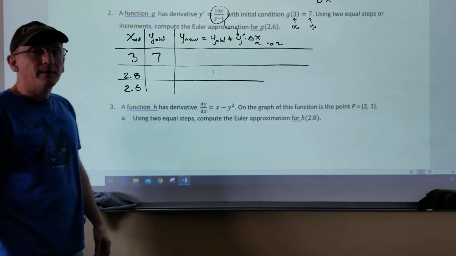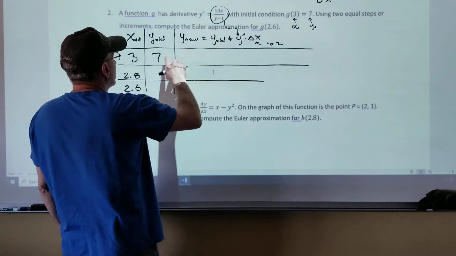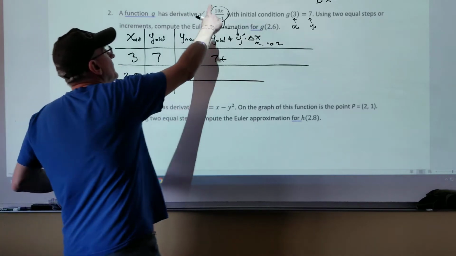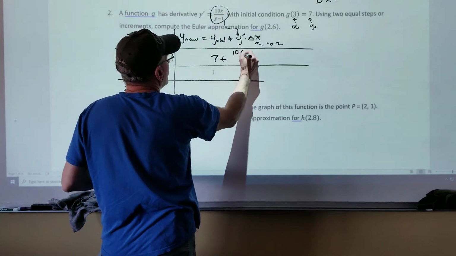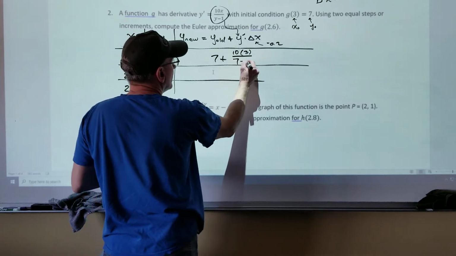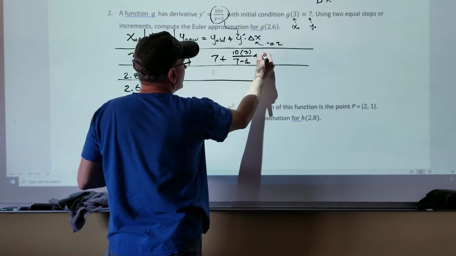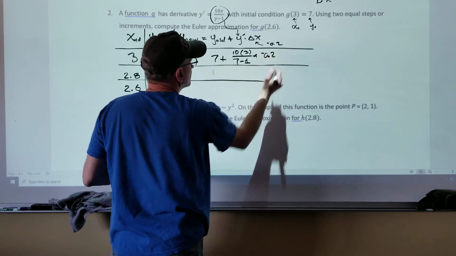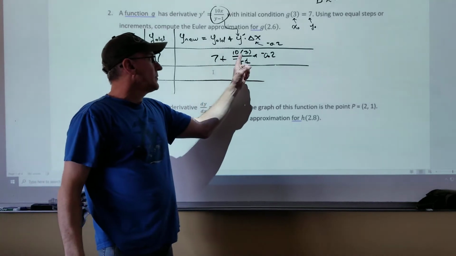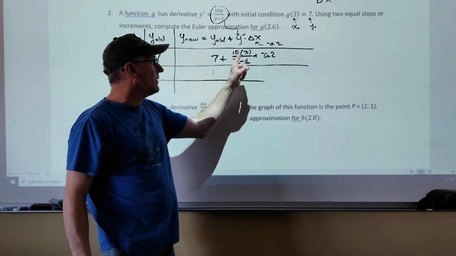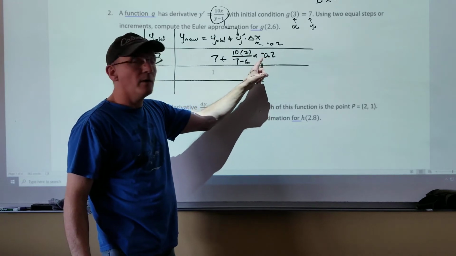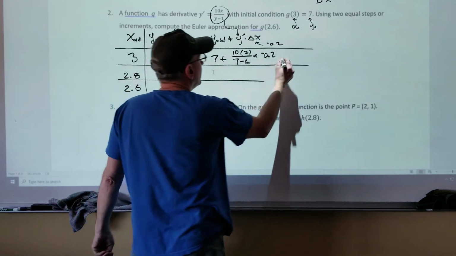Now, for the y's, start with the old y, 7. Write down a calculation for y prime. That's this. So that's 10 times the old x divided by y minus 1, multiplied by the step, which is negative 0.2. 10 times 3 is 30, 7 minus 1 is 6, 30 divided by 6 is 5. 5 times negative 0.2 turns out to be negative 1. Negative 1 plus 7 is 6.